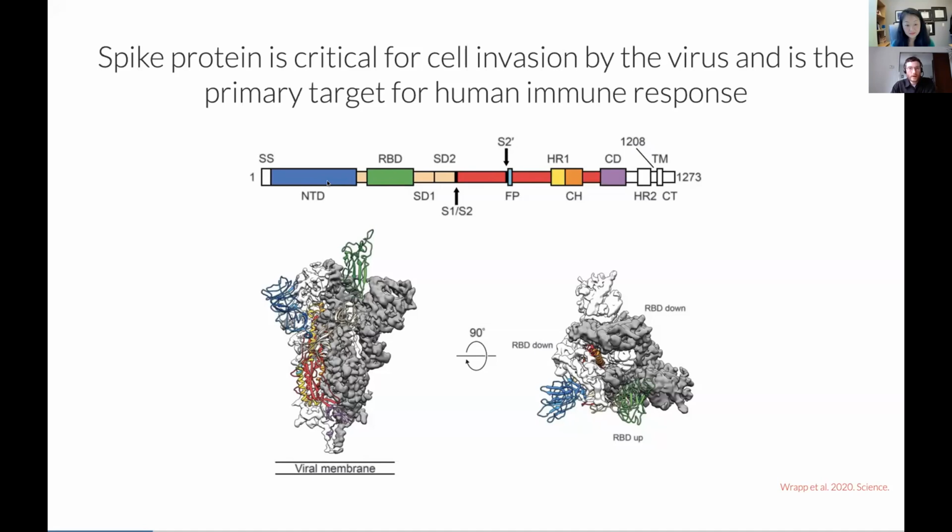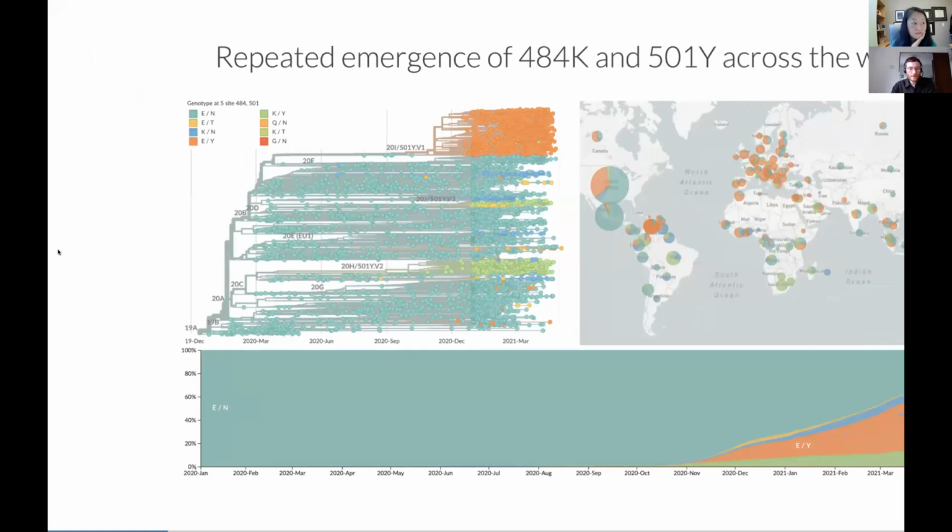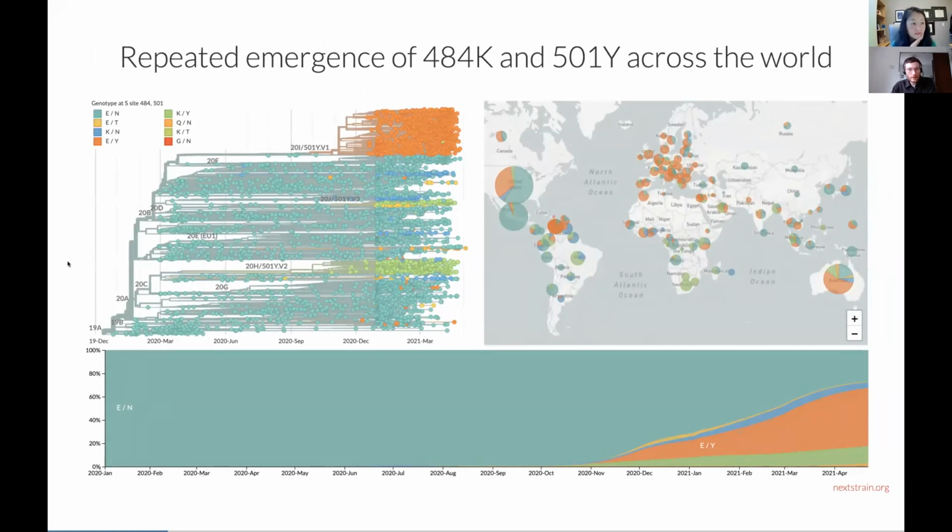And so even before we observed anything, it's where we would have expected most of the action to be in terms of virus evolution. If we then go to fall 2020, we get the first real action going on, with the emergence of repeated mutations at 484K and 501Y across the world.